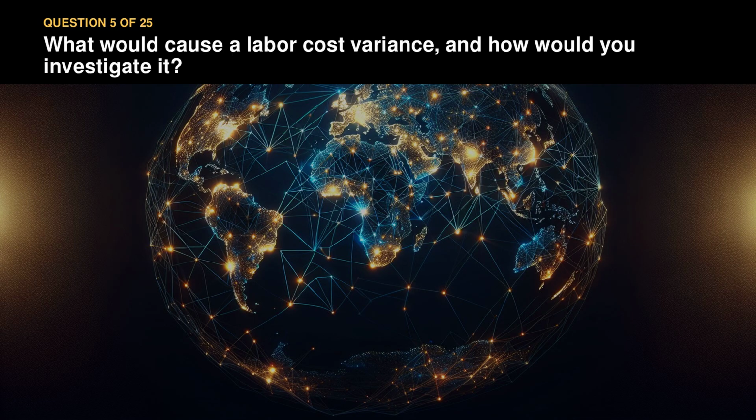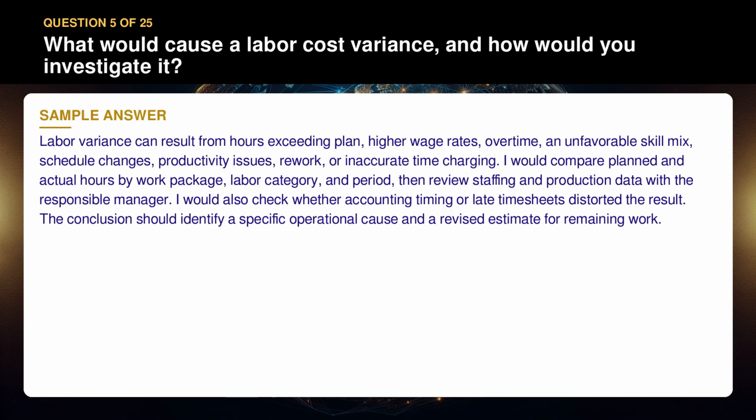Question 5. What would cause a labor cost variance, and how would you investigate it? Labor variance can result from hours exceeding plan, higher wage rates, overtime, an unfavorable skill mix, schedule changes, productivity issues, rework, or inaccurate time charging. I would compare planned and actual hours by work package, labor category, and period, then review staffing and production data with the responsible manager. I would also check whether accounting timing or late timesheets distorted the result. The conclusion should identify a specific operational cause and a revised estimate for remaining work.